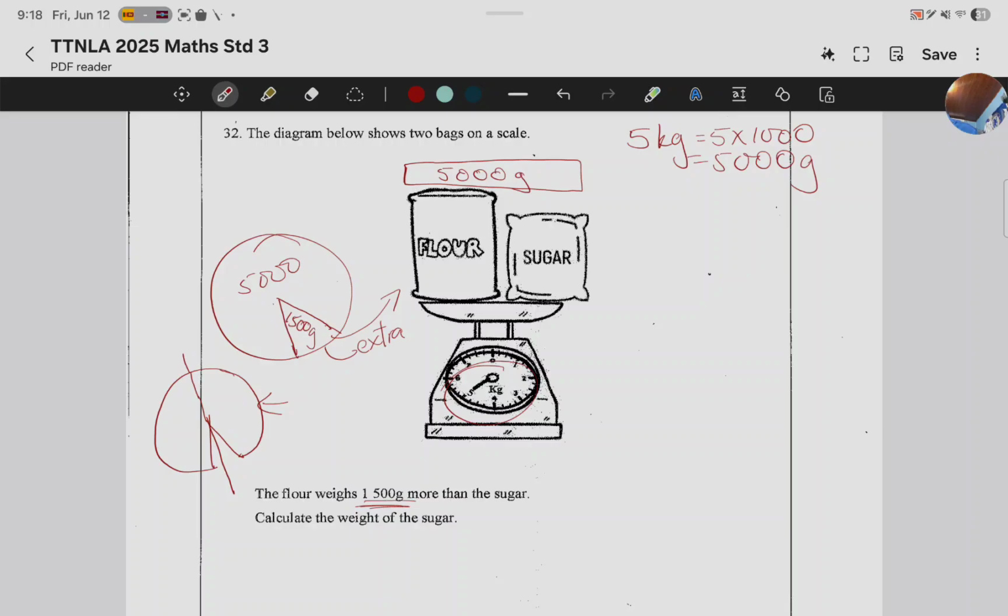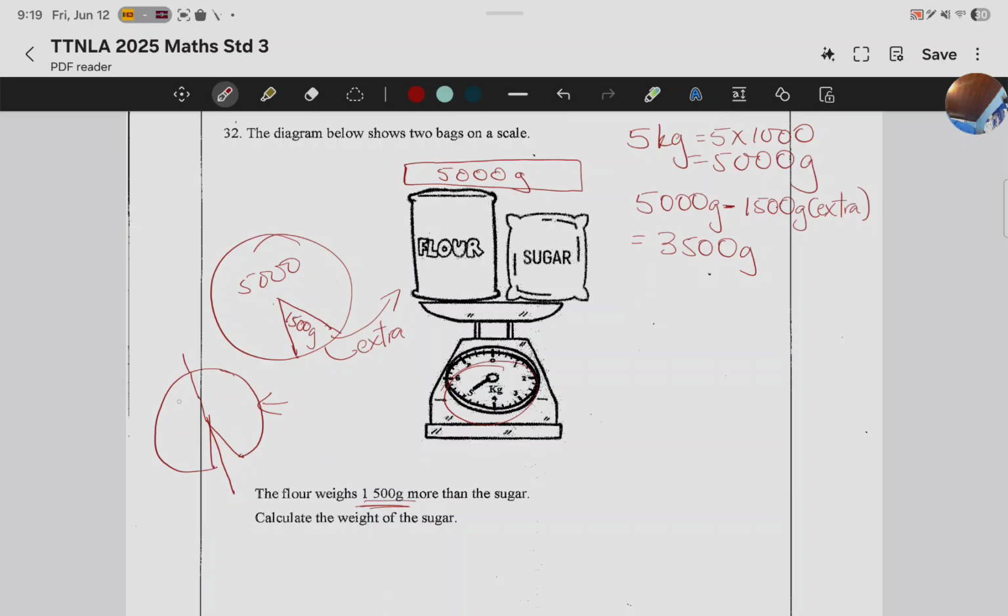So let's work it out here now. We take the 5,000 grams, which is the total mass, and we remove, to remove it, we subtract the 1,500 grams. So that is the extra that we put aside for the flour. So that will leave us with 3,500 grams.